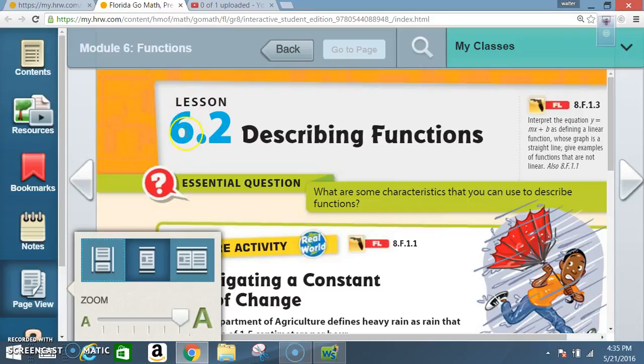Okay, today we're in lesson 6.2, describing functions.